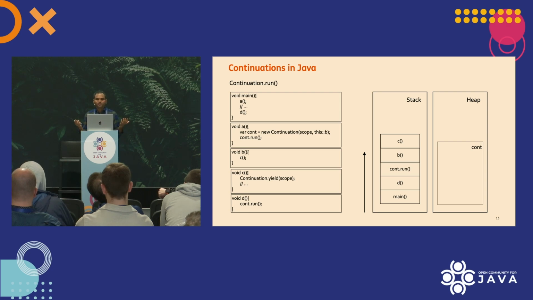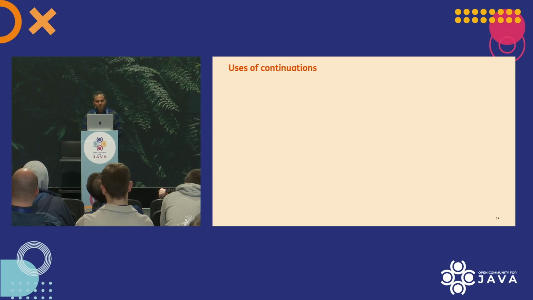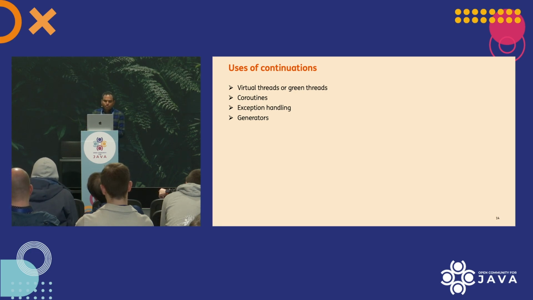What is it useful now for? What is it good for? Well, many things, including these 4 things. So you can use continuations to implement virtual threads and green threads. If you want your own version of coroutines or exception handling, you can do that with the help of continuations. Also, you can have your own version of generators.